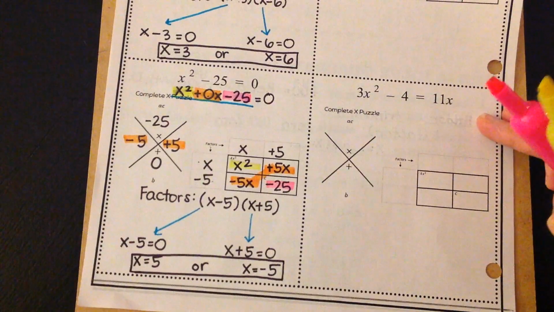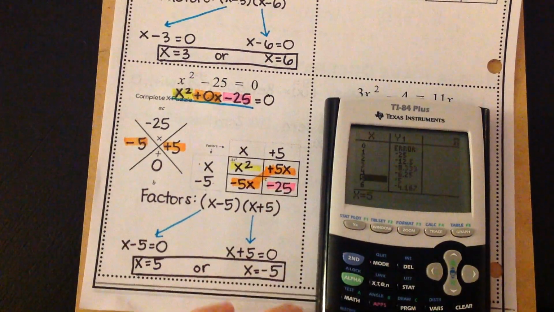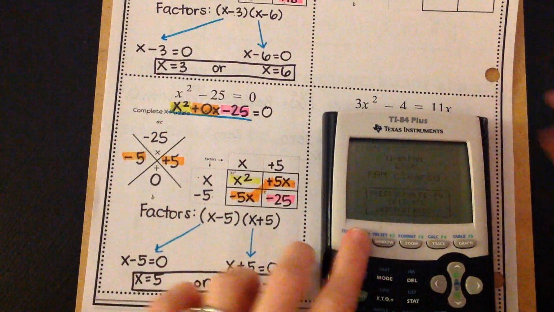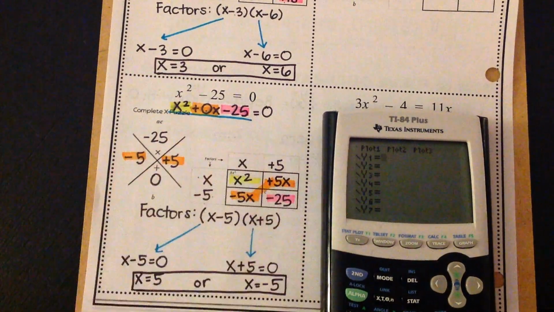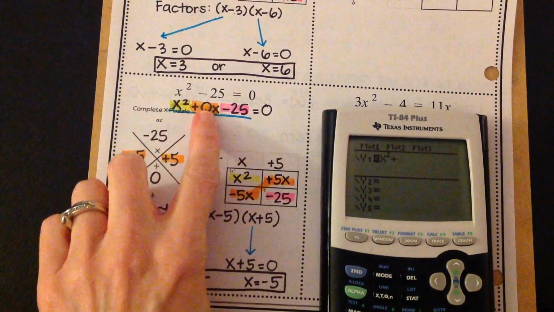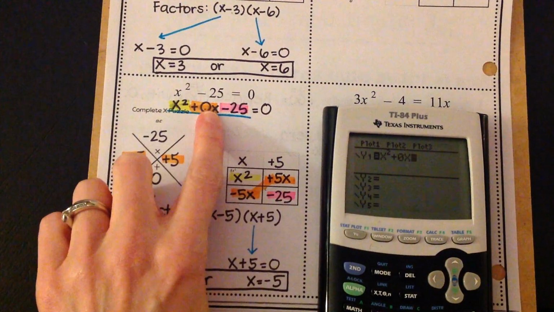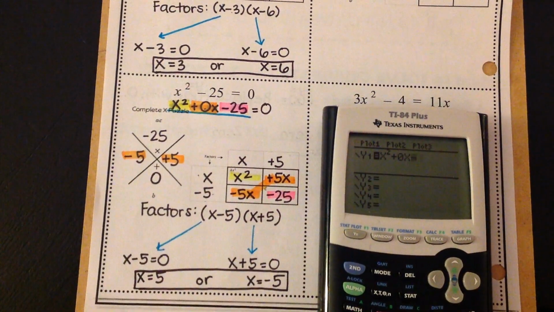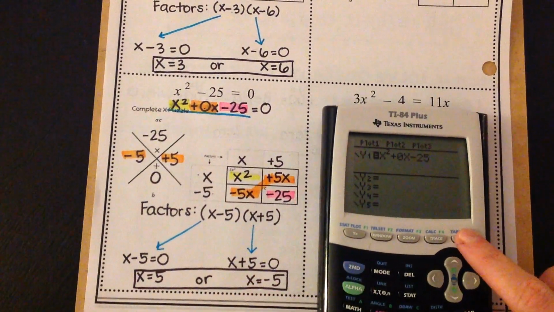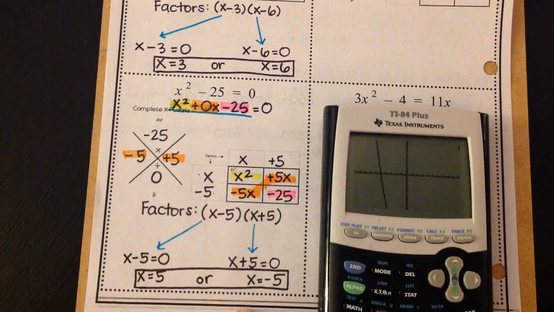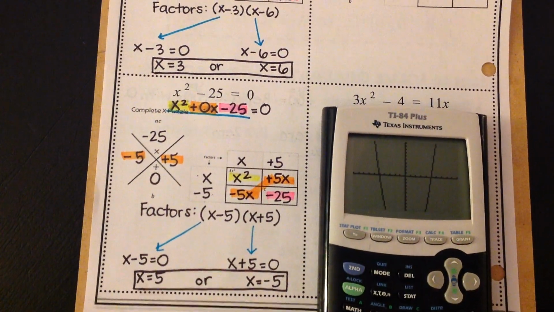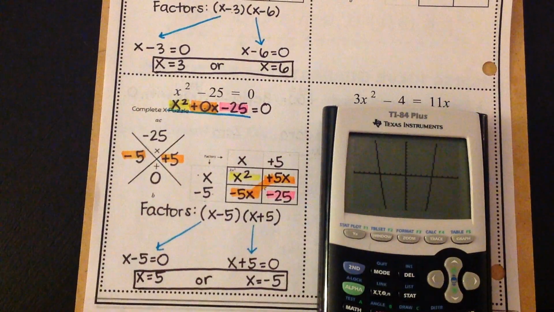And so now I'm going to use my calculator to check. So I'm going to clear my calculator. I'm going to go to y equals, and I'm going to type in my quadratic, x squared plus 0x. Now you could leave out the 0x term if you wanted, but if I put it in there, it's not going to hurt anything. And I'm going to hit graph because I want to make sure I'm supposed to get two solutions, which means it should cross the x-axis twice. Twice, so I know I have two solutions.